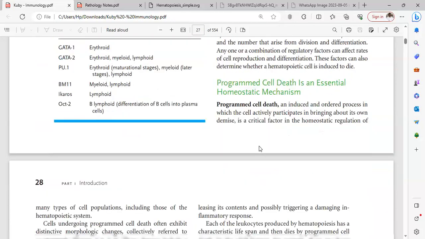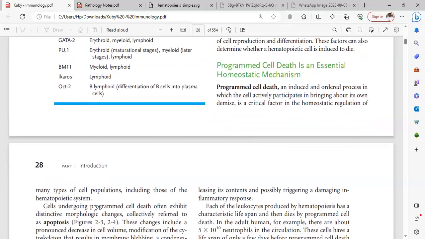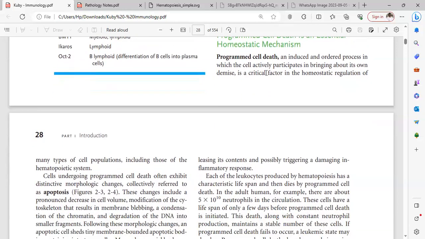Also, we can talk about apoptosis. Apoptosis is basically programmed cell death. The cells usually have a lifespan. So after they're done with that lifespan, they just undergo programmed cell death. So apoptosis is basically programmed cell death that is often seen in the cells.